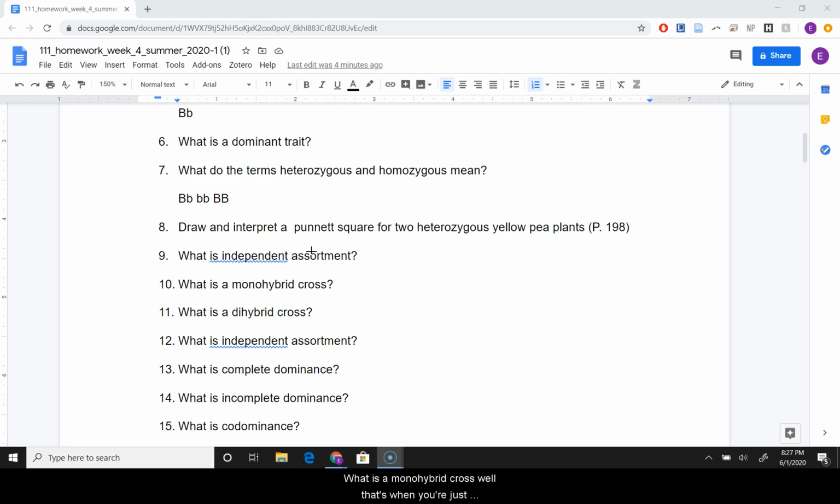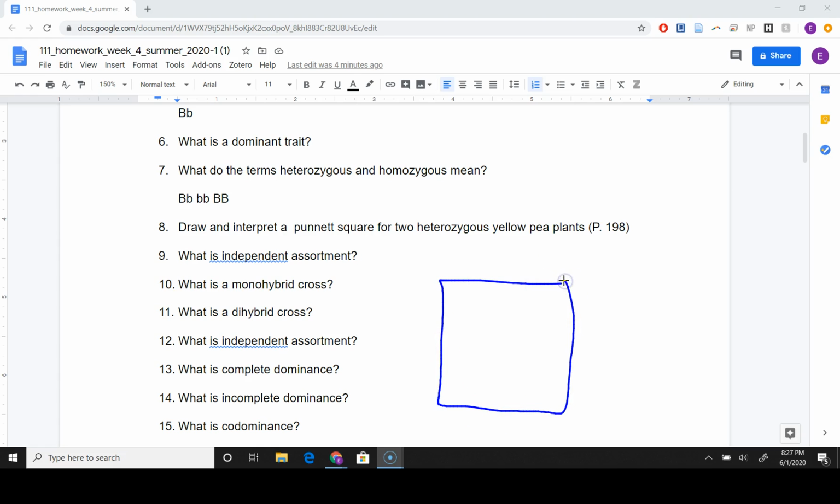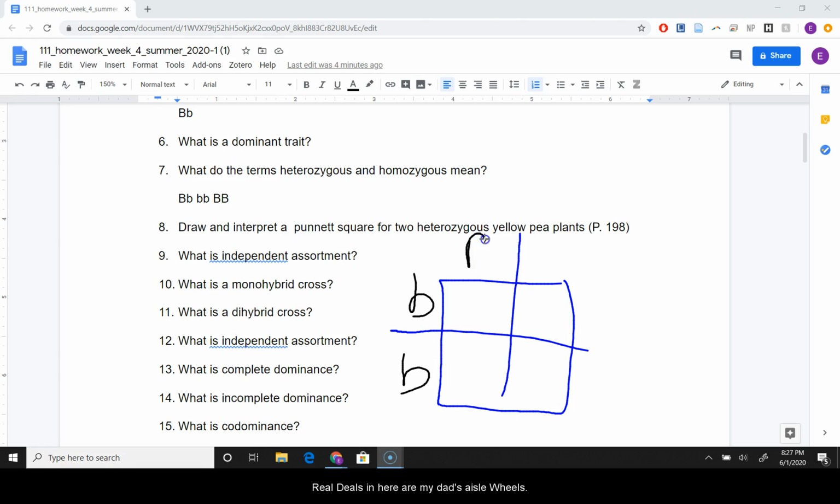What is a monohybrid cross? That's when you're doing a Punnett square of just one characteristic. It's still blue, but that's okay. We'll do my I allele, because that's one we've talked about already. Here are my mom's I alleles, and here are my dad's I alleles.